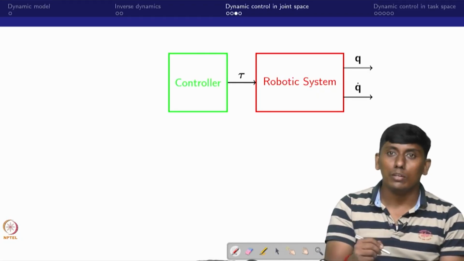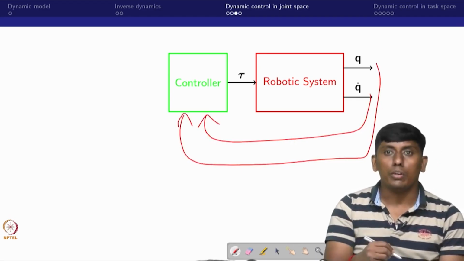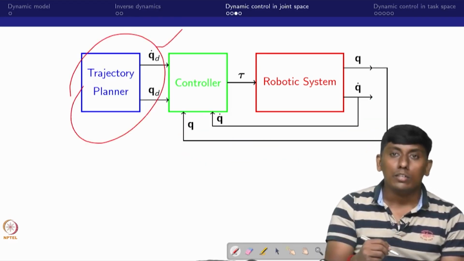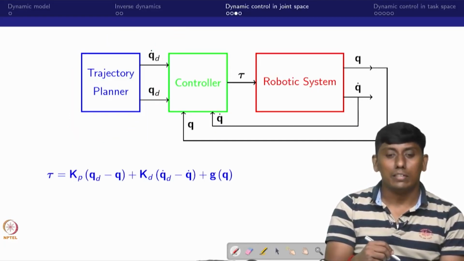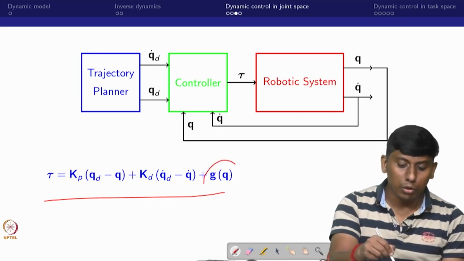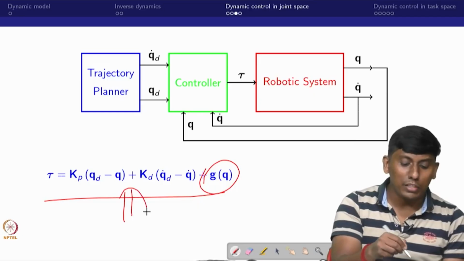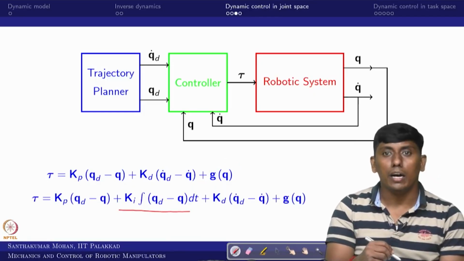So you can see this is the control. Now we assume these two are fed back. Now that feedback and the trajectory planner is giving the q dot desired and q desired. So then what we can see is this is the simple PD control along with gravity compensation. The same thing can be extended with the PID. So then you can see the I term is coming again.